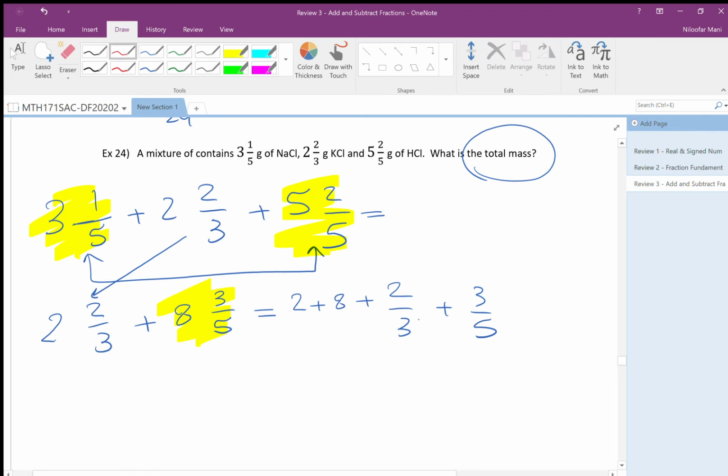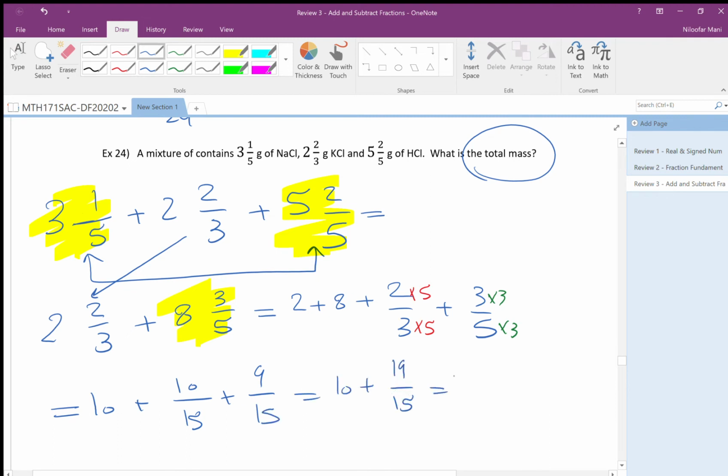15. Okay. So I multiply this with 5. And I multiply this with 3, which is 10 over 15, oops, plus 9 over 15, which is 10 plus 19 over 15, which is 10 plus 1, 4 over 15. 11, 4 over 15 is the answer.